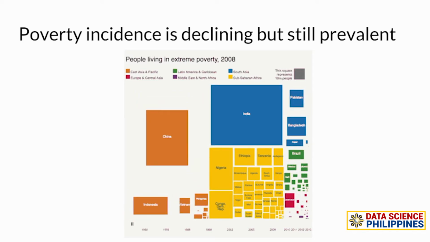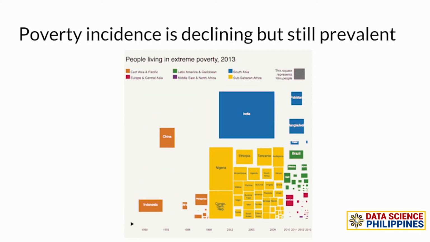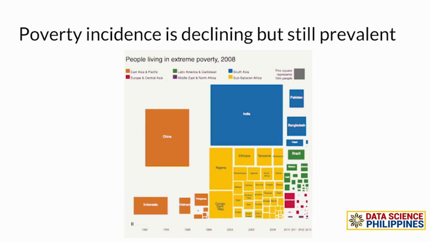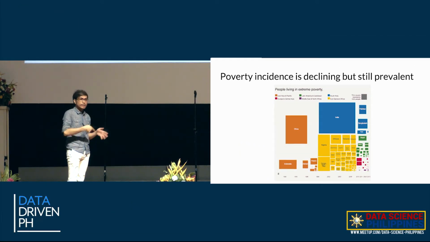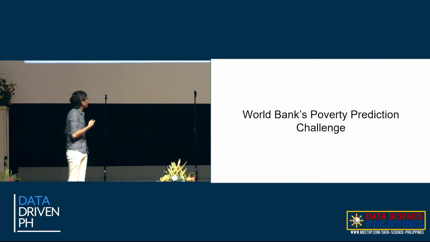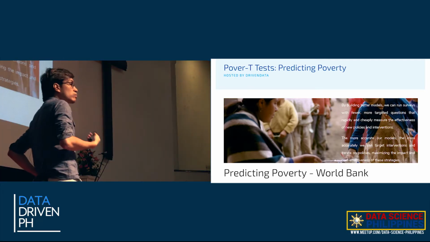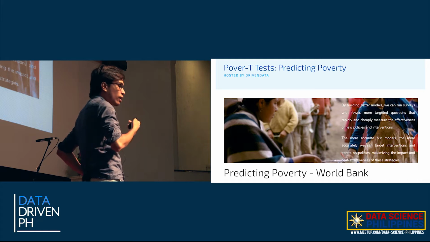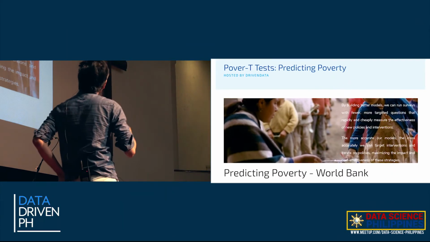We can see here that since the 1990s, the decrease in poverty incidence has been very, very large, say for China, India, and some other Southeast Asian nations. However, for most of the sub-Saharan nations, the difference between what was before and what is in the present is still minimal. So the World Bank, a few months ago, started a poverty prediction challenge. They hope that by having better models, they can properly address certain problems with regards to poverty, especially in terms of targeted policy making, as well as allocation of proper resources to poor communities.